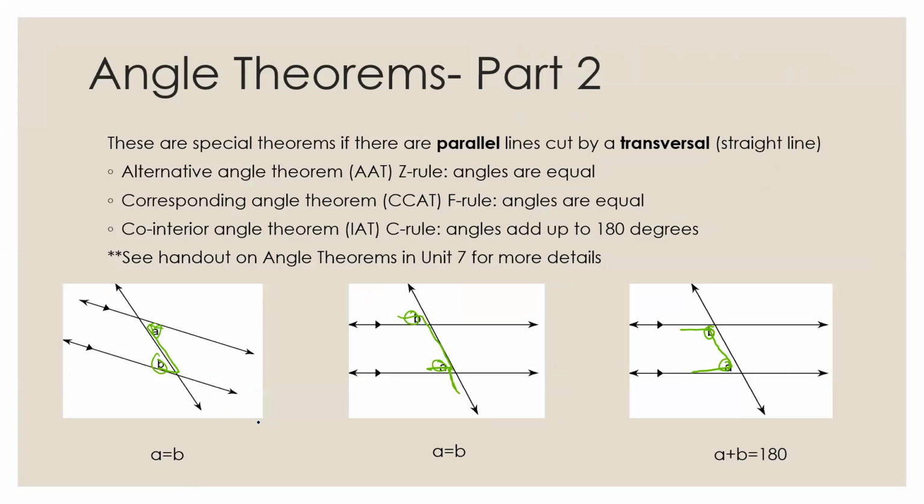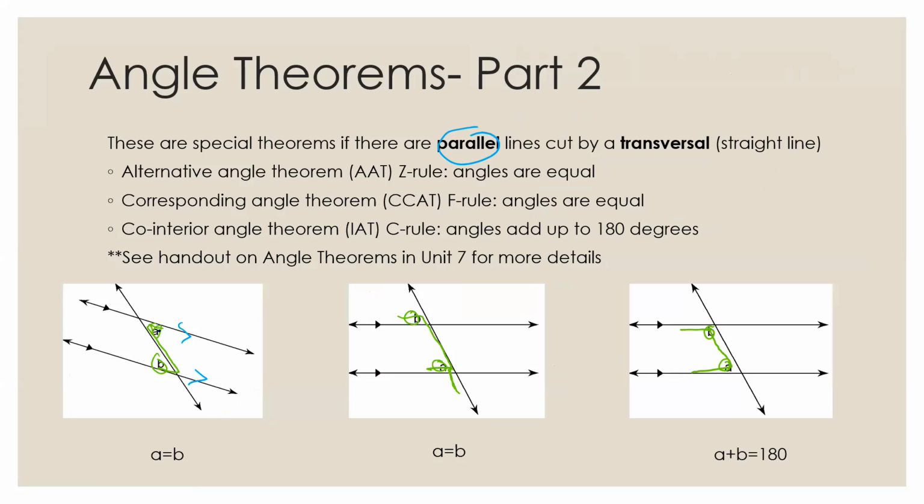The angle theorems, the second part of it, these are more special theorems that we have if we have parallel lines that are cut by a transversal, which is basically just a straight line that goes through it. So we notice a bit of a pattern with the angles that result from this transversal going through the parallel lines. So again, key word here, we need to make sure that they are parallel lines, right?